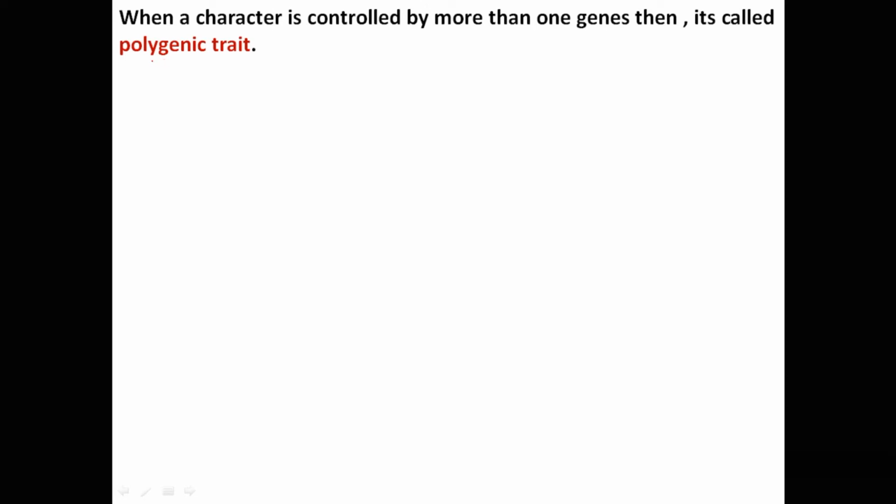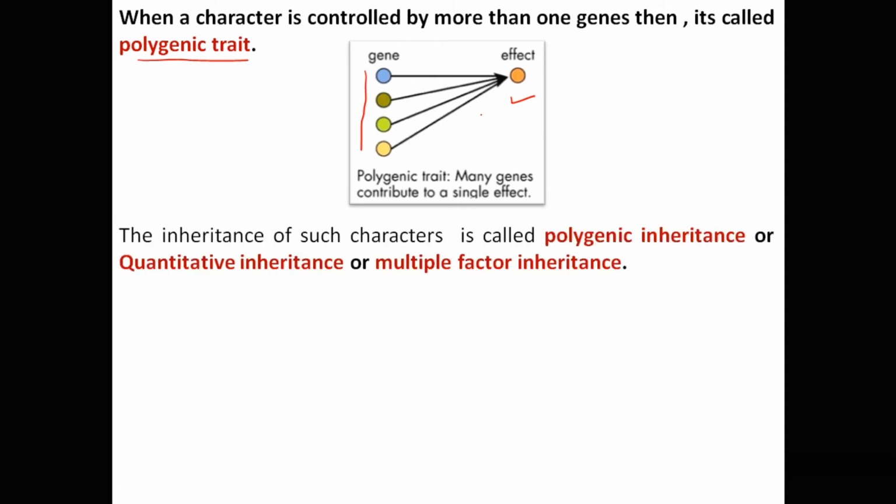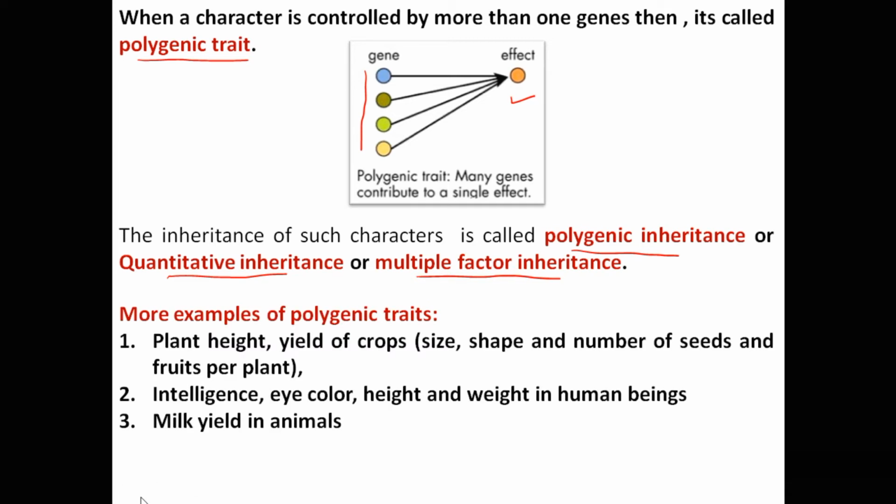When a character is controlled by more than one gene, it is called a polygenic trait. Many genes contribute to a single effect. The inheritance of such characters is called polygenic inheritance or quantitative inheritance or multiple factor inheritance. Other examples of polygenic traits are plant height, crop yield, intelligence, eye color, height and weight in human beings, milk yield in animals. Polygenic traits are influenced by environment also.